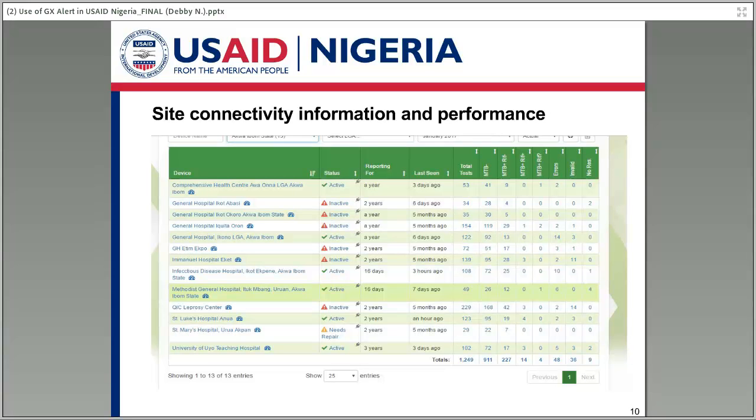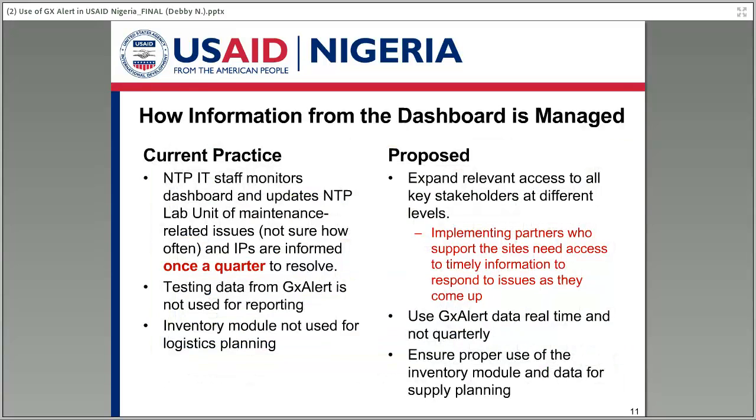Maybe a module is broken down, there's something wrong with it. But bottom line is, the people who can respond to those issues don't know when those issues come up in real time. They have to wait until information is collected at the end of the quarter and sent up to the national level. So I've basically explained this slide already.